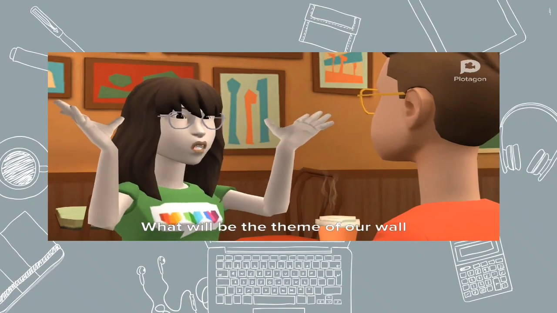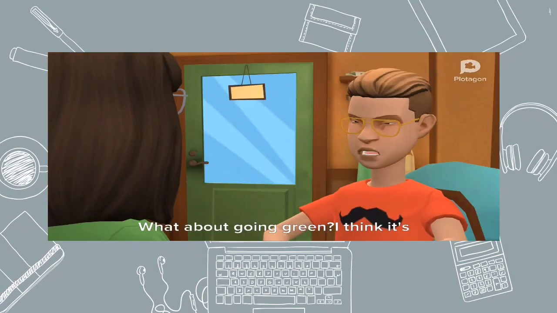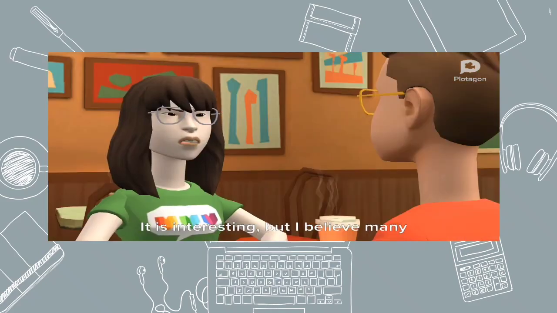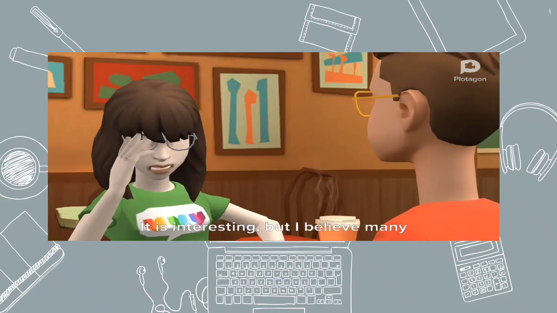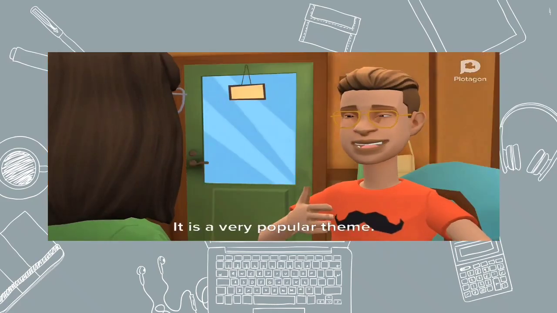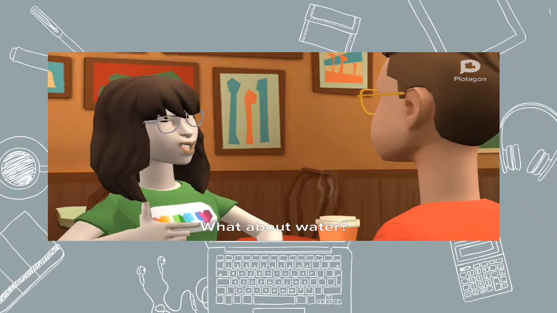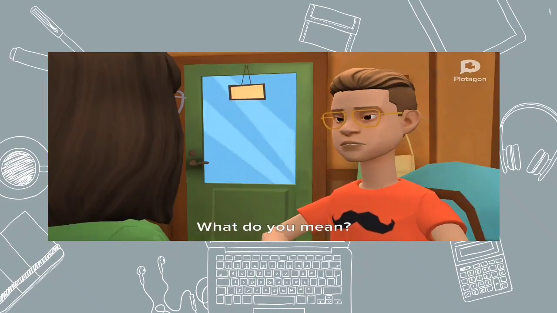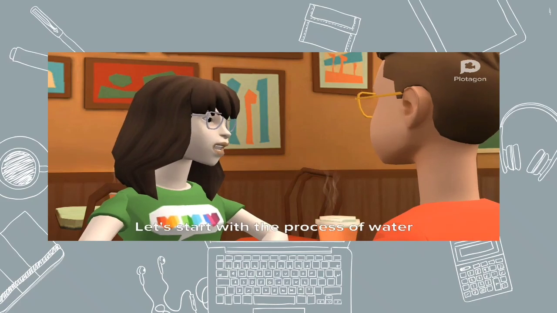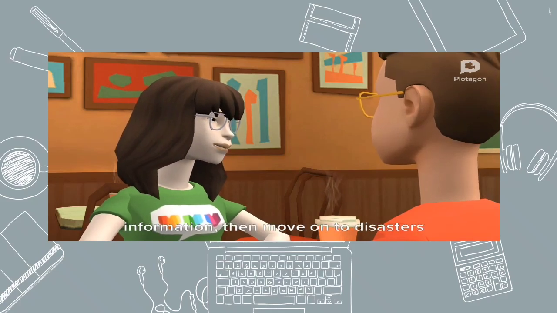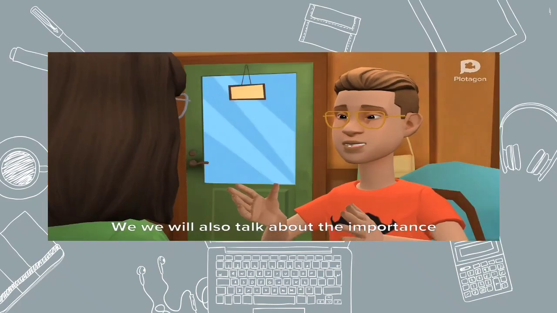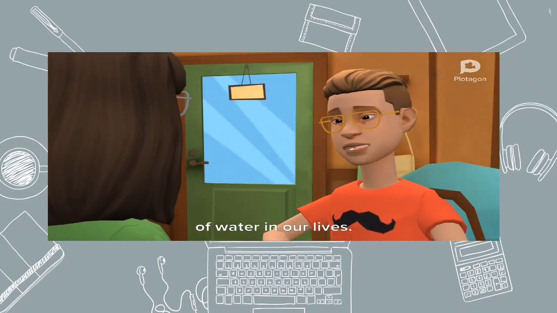What will be the theme of our wall magazine? What about going green? I think it's an interesting theme. It is interesting, but I believe many teams will use this theme. You are right. It is a very popular theme. What about water? What do you mean? Our wall magazine will be about water. Let's start with the process of water information, then move on to disasters caused by water. We will also talk about the importance of water in our lives.